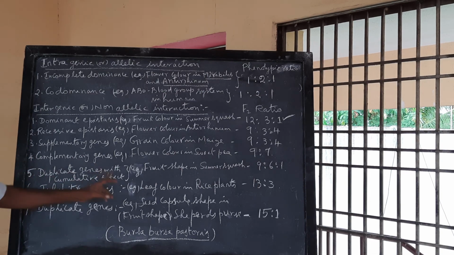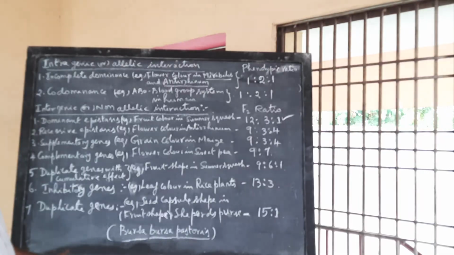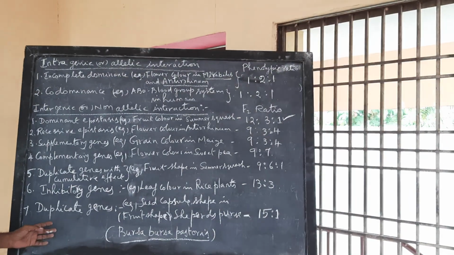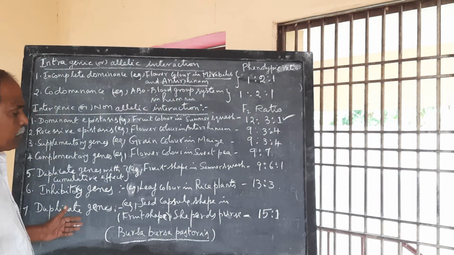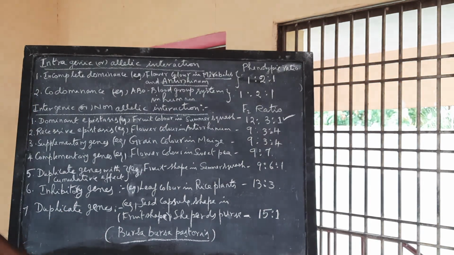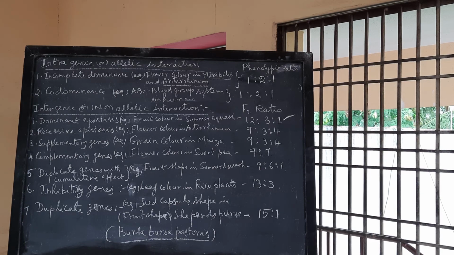Duplicate recessive genes example: fruit shape in summer squash. Inhibitory genes: leaf color in rice plants, 13:3. Duplicate genes: seed capsule shape or fruit shape in shepherd's purse, Capsella bursa-pastoris. So these are the examples: duplicate genes ratio 15:1. You just go through the ratio of the examples. So that's enough for this.